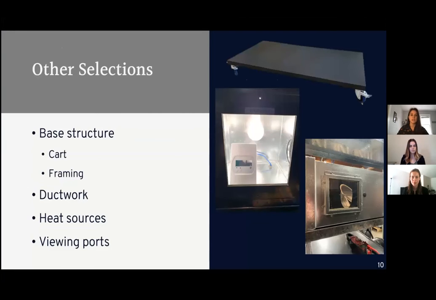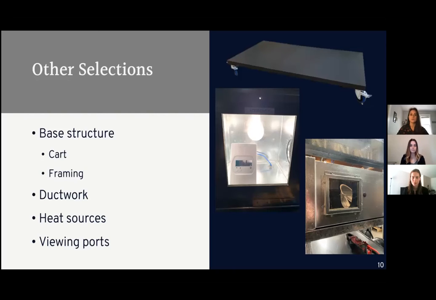Some other selections that needed to be made included the base structure design and materials, the ductwork sizing, the heat sources, and our viewing ports. To size our ductwork, we used the maximum airflow requirements calculated from the spreadsheet, as well as static pressure information to determine how big the ducts needed to be, while still not going over our maximum size capacities.